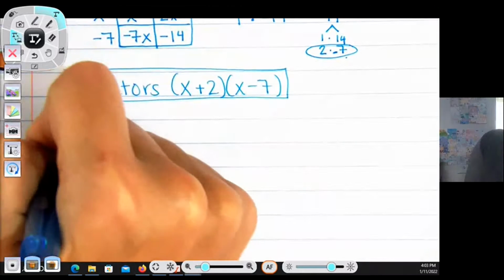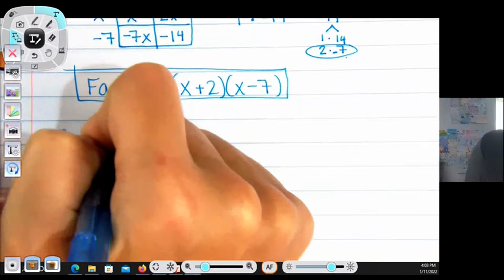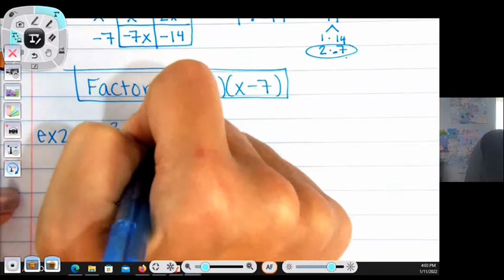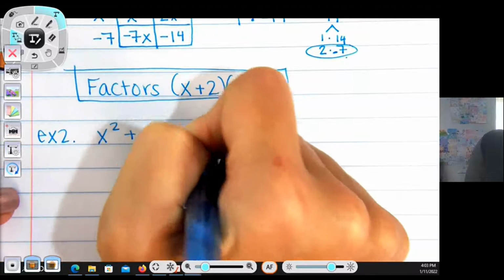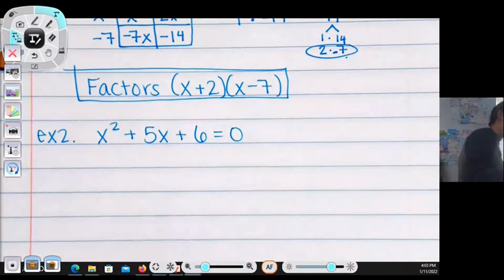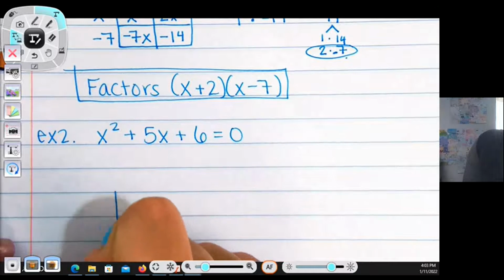Example 2, we're finding the factors of x squared plus 5x plus 6 equals 0. I'm going to make a 2 by 2 box because it's a trinomial. It's already in standard form.